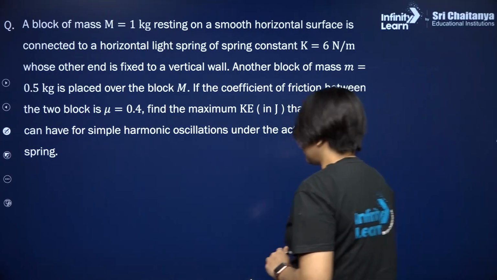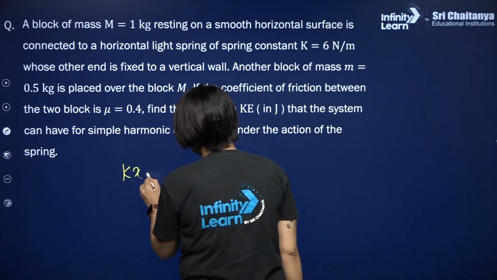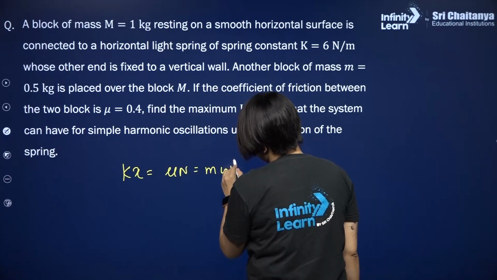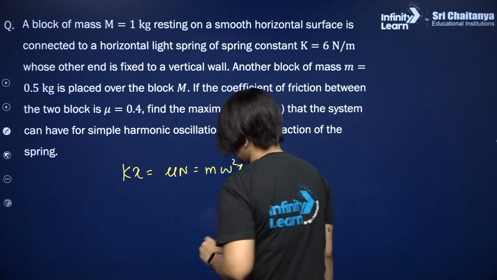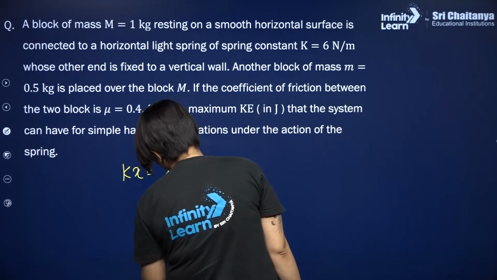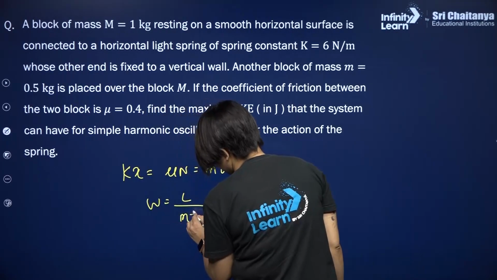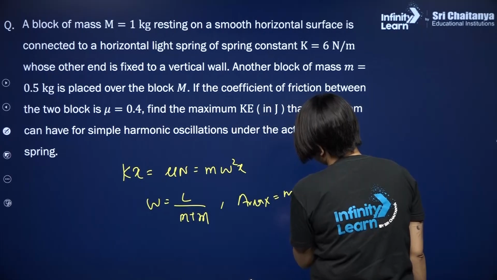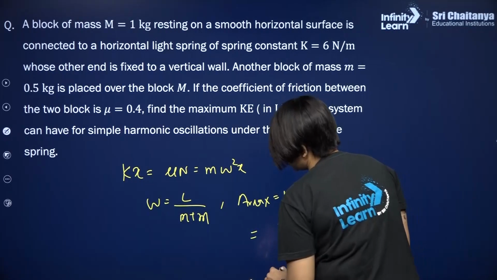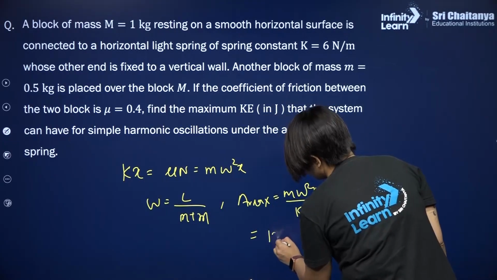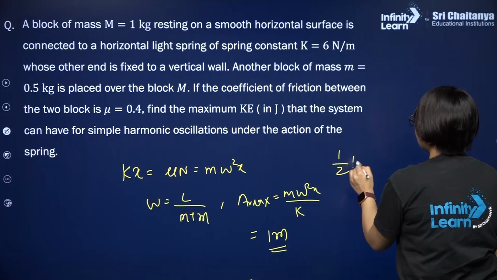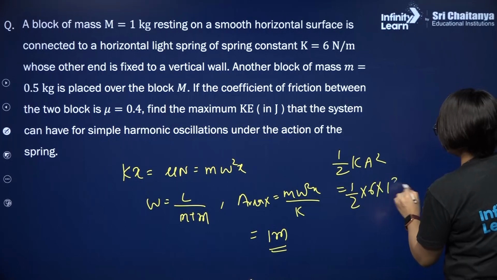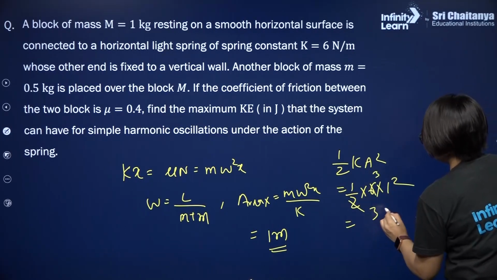So, we need to find the maximum kinetic energy of the system under the action of the spring over here, right. So, in this case, see, Kx force will be what? Kx force will be mu N, which is m omega square into x, right. So, in this case, over here omega will be root of k upon M plus m, right. So, A max will be m omega square x upon k, and this will be, A max will be your 1 meter. So, maximum kinetic energy is half K A square, that is equal to half K is 6 into A square is 1 square. So, it is 3 joules.